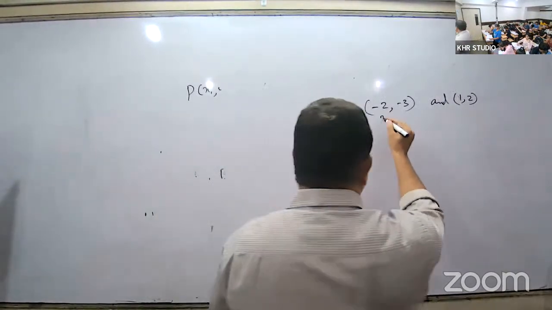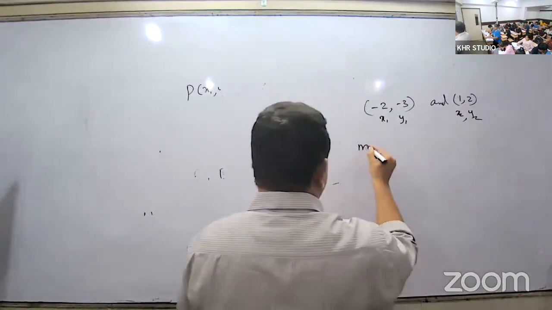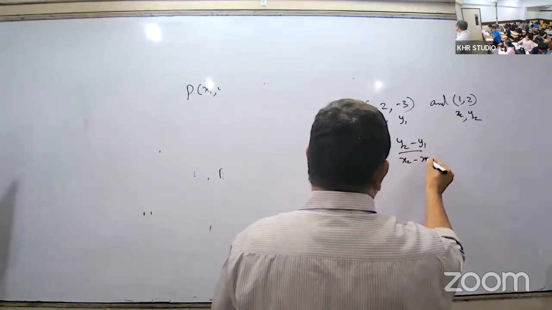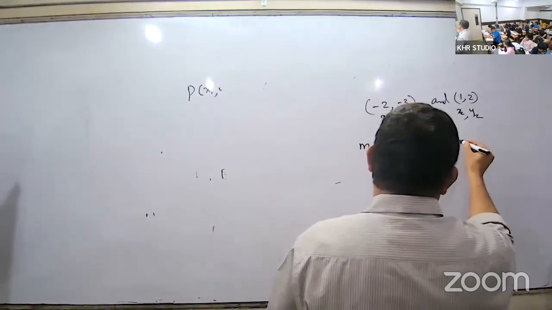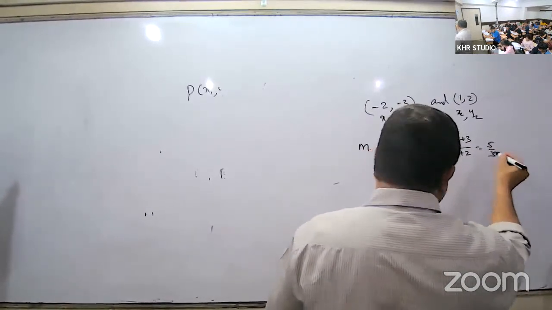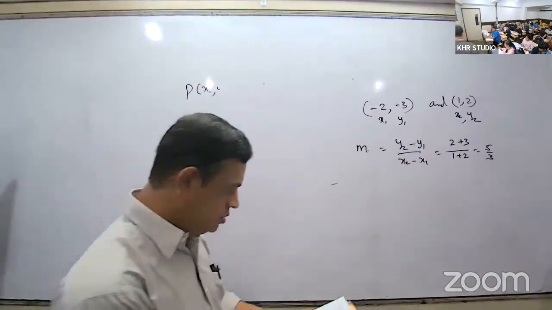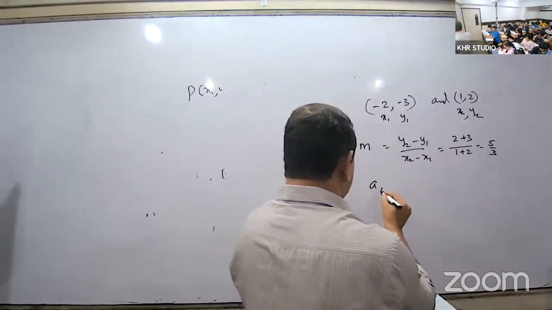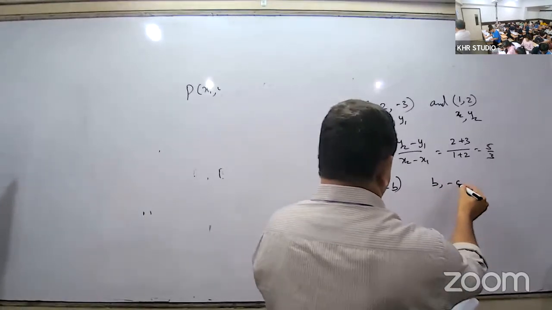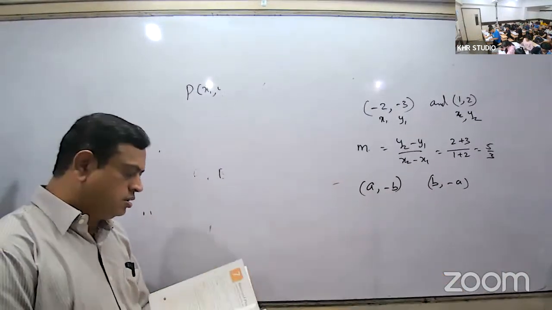Listen, take this as x1, y1 and x2, y2. Therefore, m is equal to (y2 minus y1) upon (x2 minus x1), which is equal to (2 plus 3) divided by (1 plus 2), that is 5 by 3. Be careful, don't interchange. Second one: (a, -b) and (b, -a).